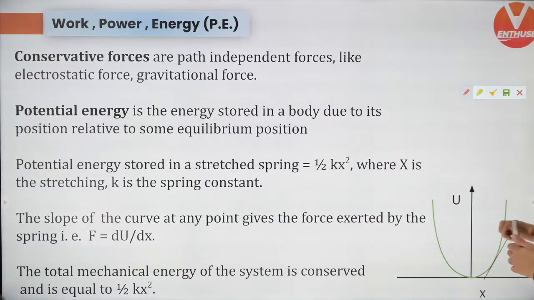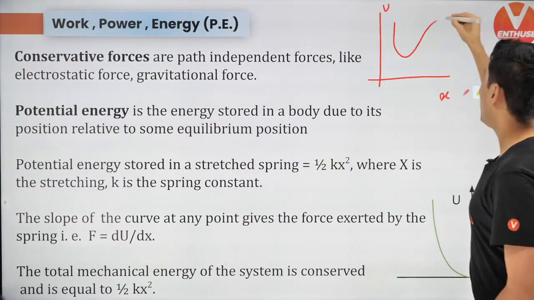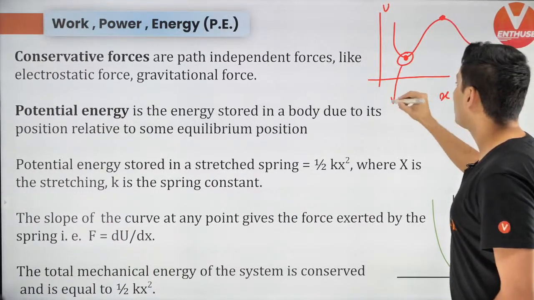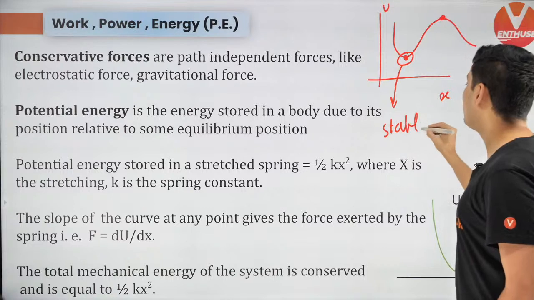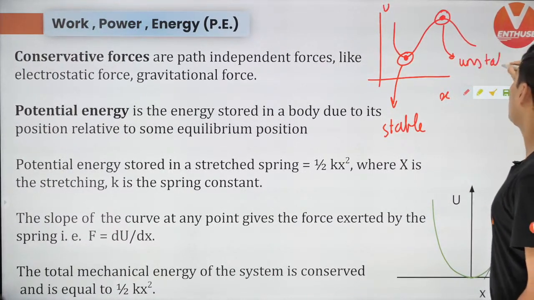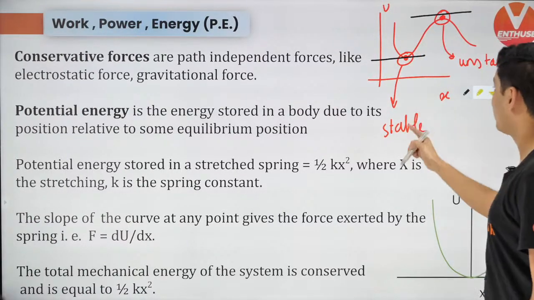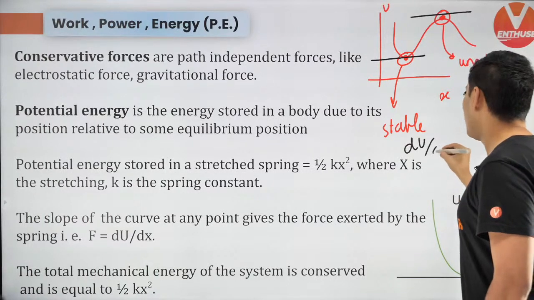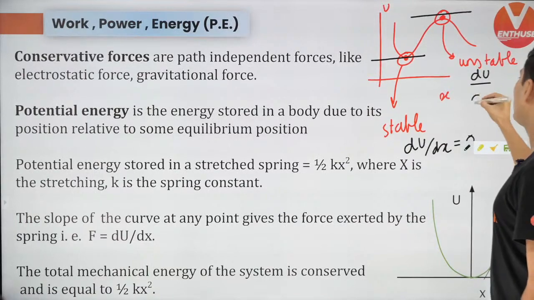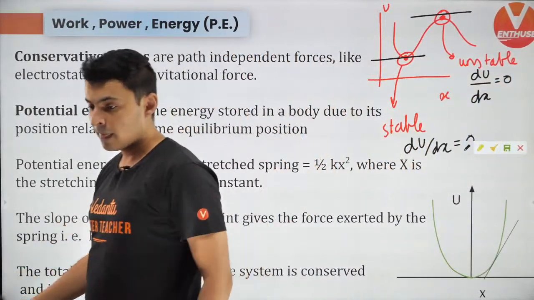Next up, if you have a u versus x graph and you see a point here and here, this point over here is stable equilibrium, and this point over here is called unstable equilibrium. The essential criteria at these two points is that du by dx, which is the slope, is zero. Keep this in mind. All right, this is maxima, this is minima.